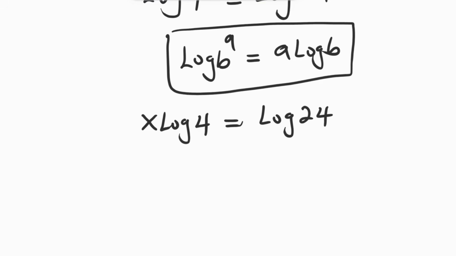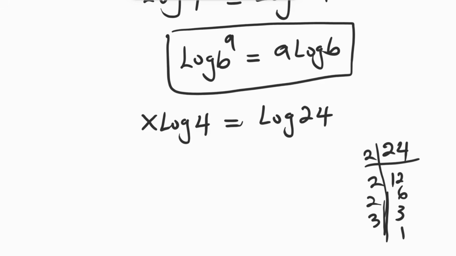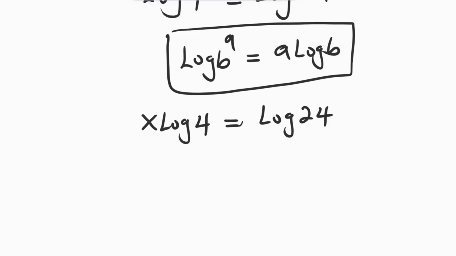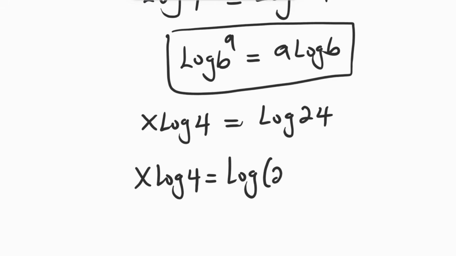Now, let us break down 24 into the numbers that can multiply together to give us 24. 2 here will give us 12, 2 here is 6, 2 here is 3, 3 here is 1. So 2 times 2 times 2, which is 8, times 3 will give us 24. Okay. So now we have x log 4 is equal to log of 2 times 2 times 2 times 3.